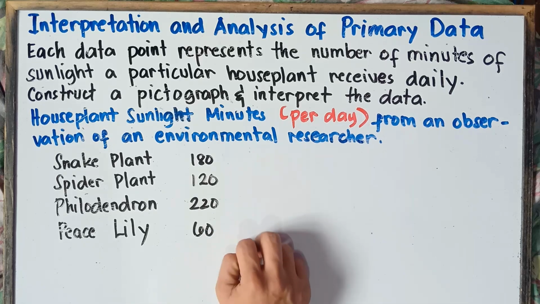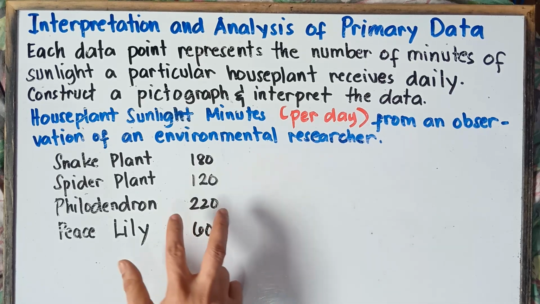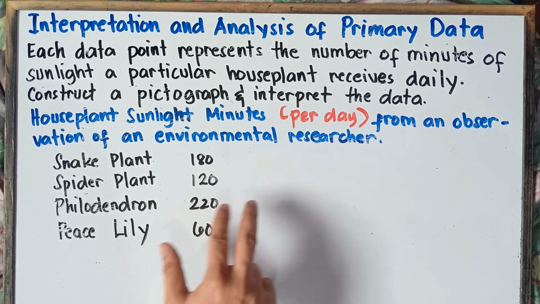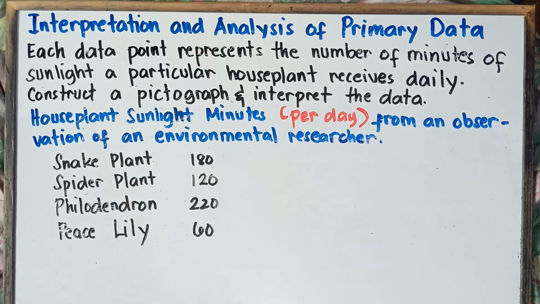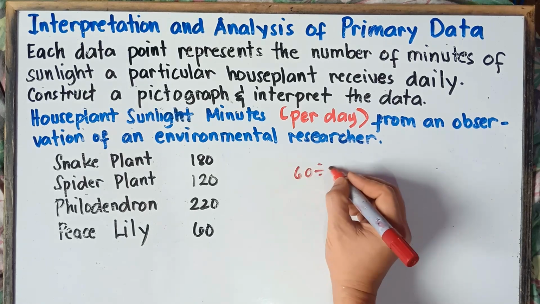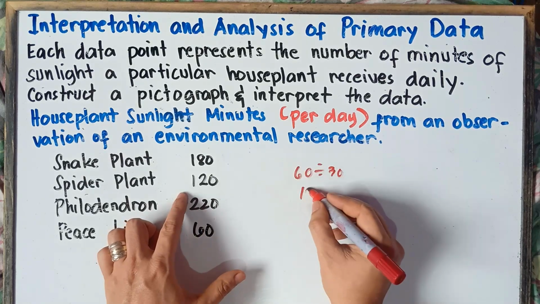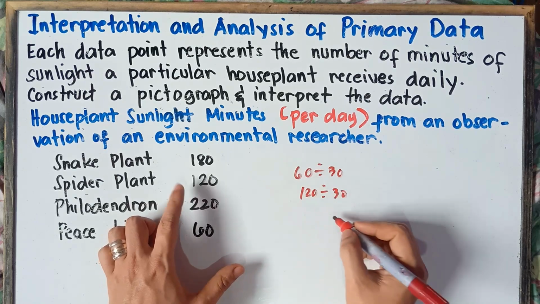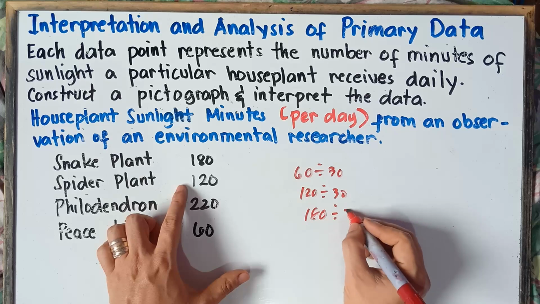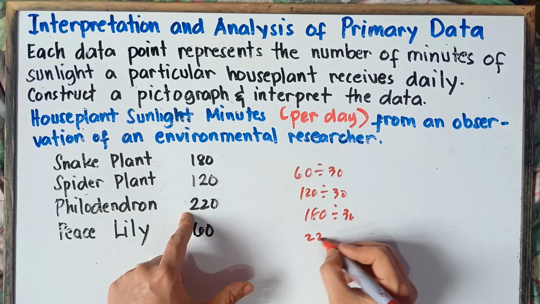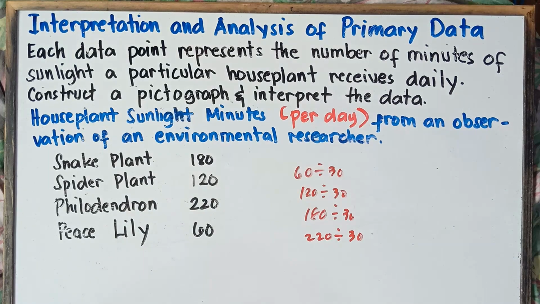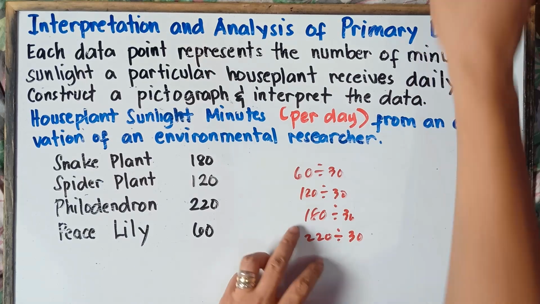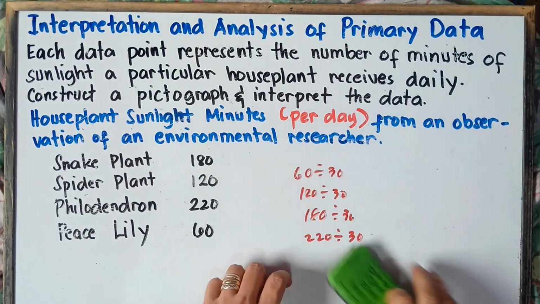We cannot use 30 because we cannot divide 220 by 30, right? 60, we can divide by 30. 120 by 30, as well as 180, yes, we can divide these by 30. But for 220, we cannot divide it by 30. You will get a decimal answer. So therefore, we will not be using 30. We will be using 20.